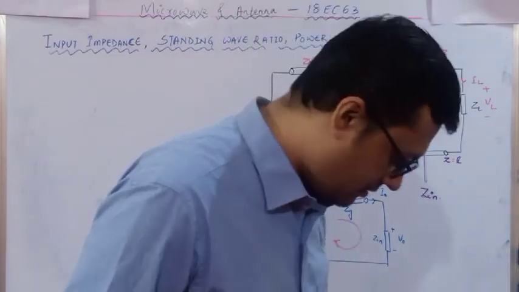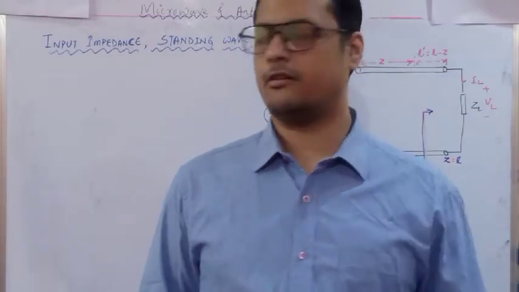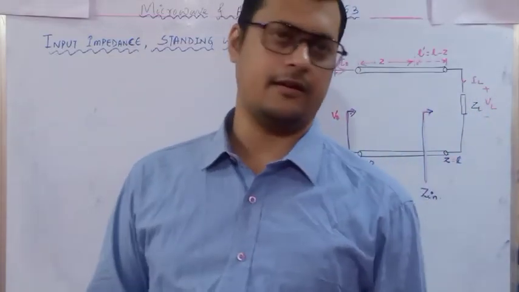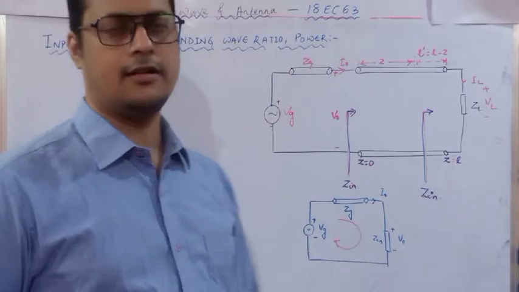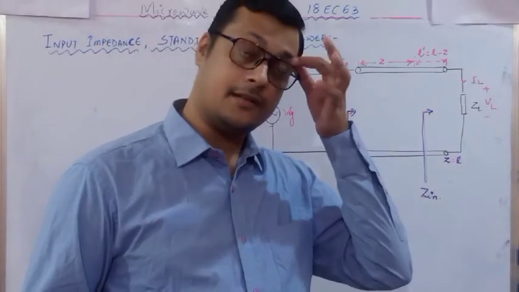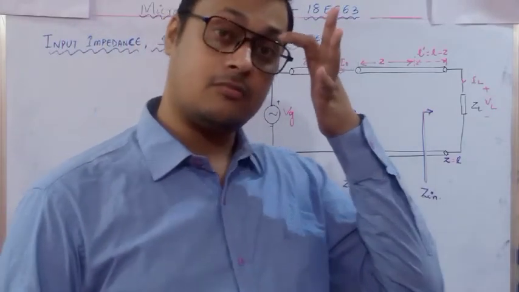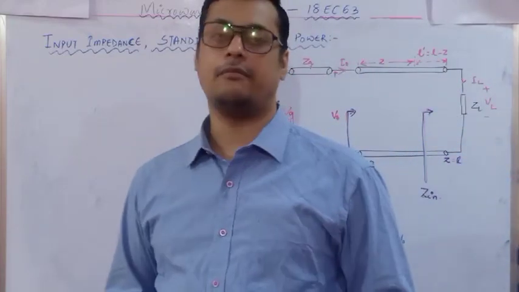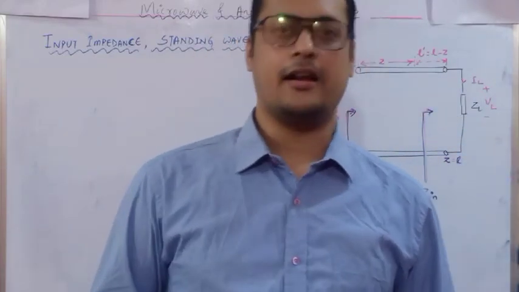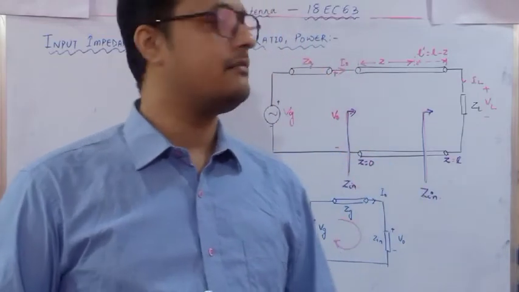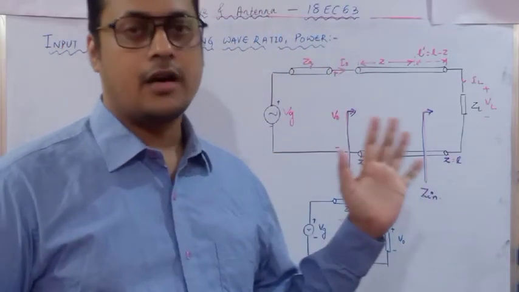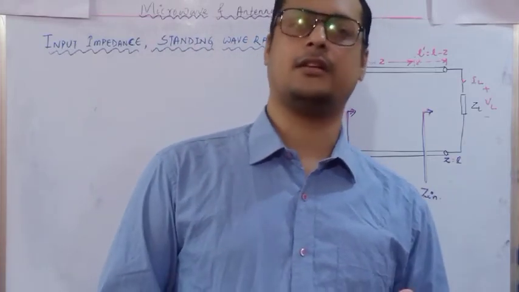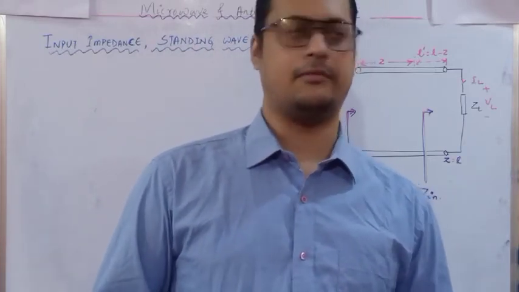Everyone, so today we are going to discuss the input impedance, standing wave ratio, and the power calculation for this transmission line. Last class we discussed the lumped parameters of a transmission line, and we solved a few numericals regarding the RLGC parameters. Other parameters we also calculated, like wavelength, phase velocity, and group velocity.